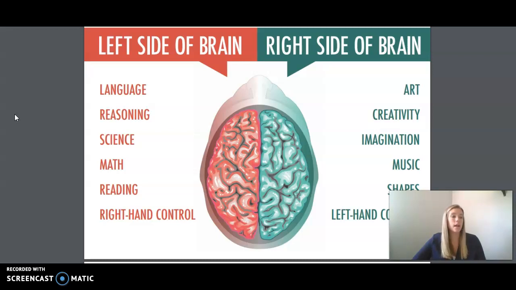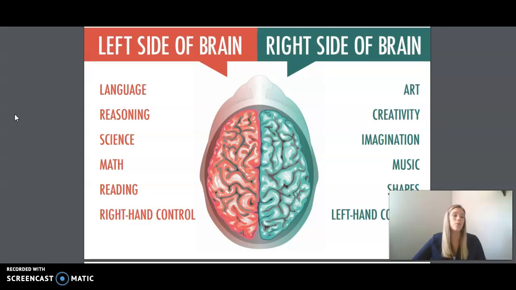If you use the right side of your body more, that is, you kick with your right foot and you hold your pencil in your right hand, the left hemisphere is dominant or in control. It is the left hemisphere that is mostly associated with language, math, and reading.